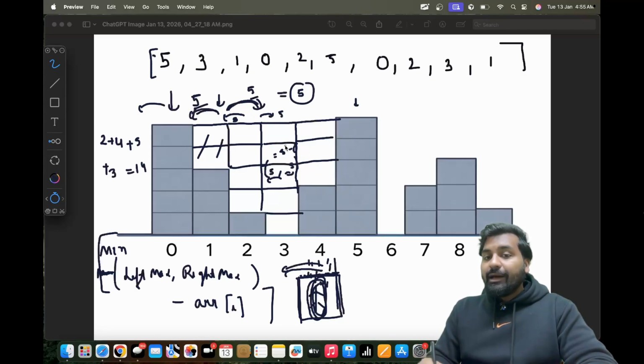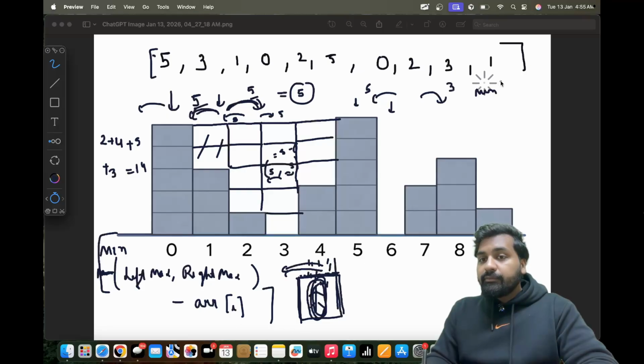Now comes this part here. Now you will see the difference. So for this formula, for this sixth array element, on the left side the max is 5. On the right side, the max is 3. We have to take the minimum of both of them. 5 and 3, the minimum is going to be 3 only. Now I have to subtract the blocks. There are no blocks, so 0. So there are going to be 3 blocks of water that will be trapped.